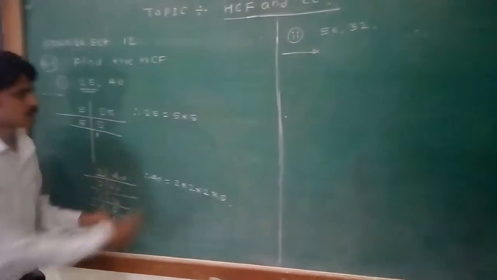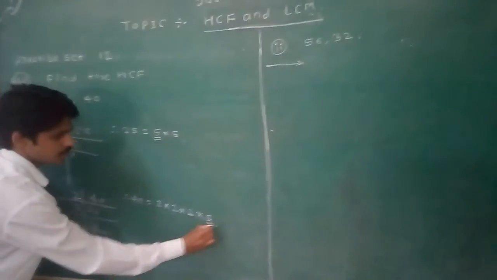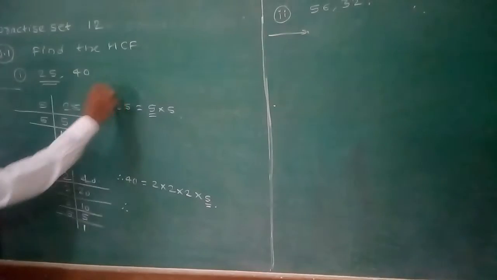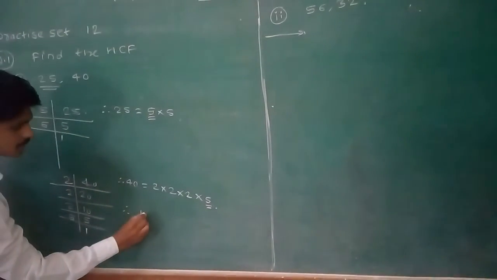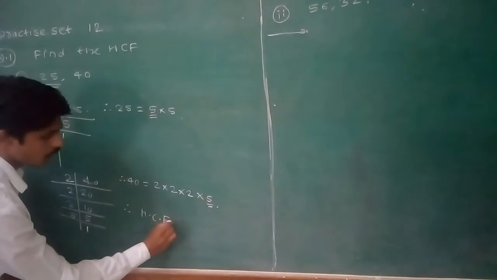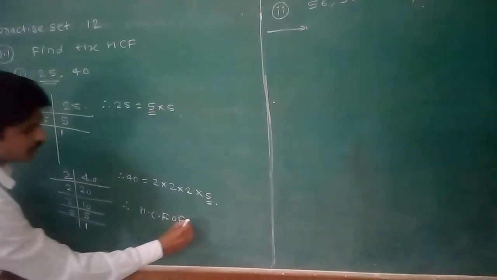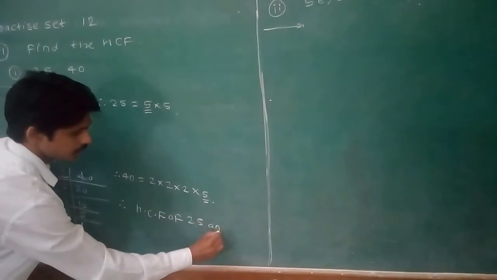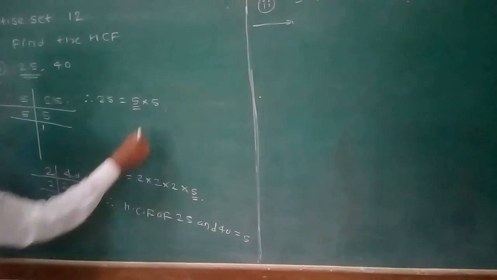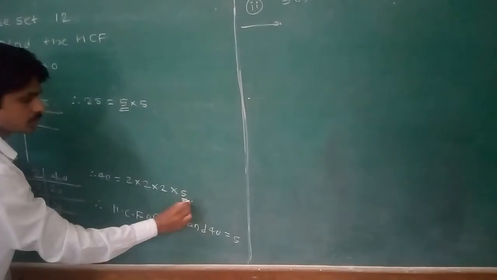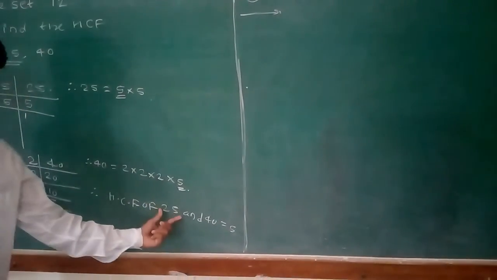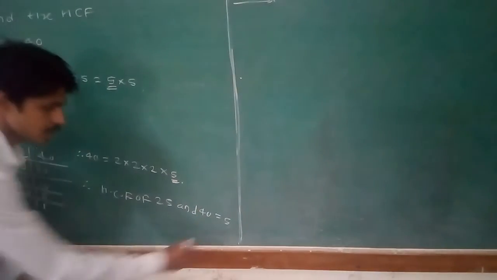In both the numbers, 5 is the same. Therefore we can say that the HCF, that is greatest common factor, of 25 and 40 is equal to 5, because 5 is common in both the numbers. Therefore the HCF or GCD of 25 and 40 is 5.